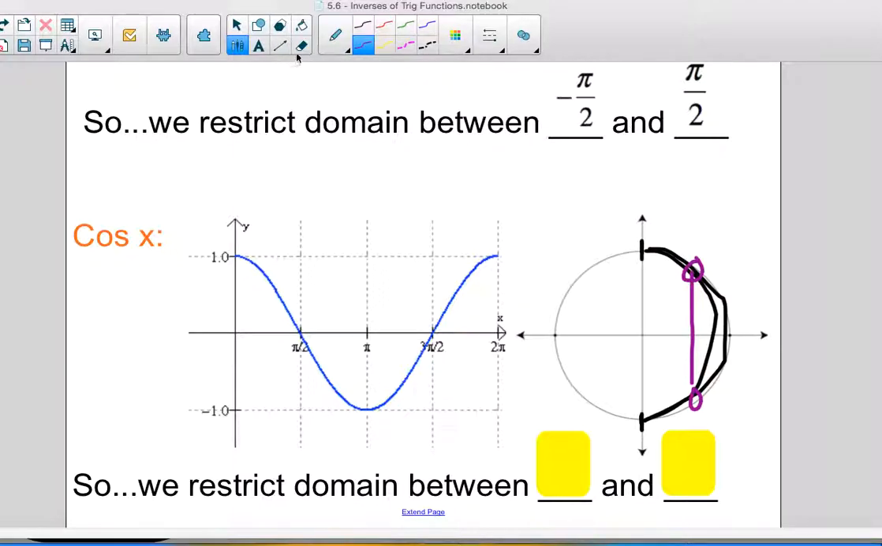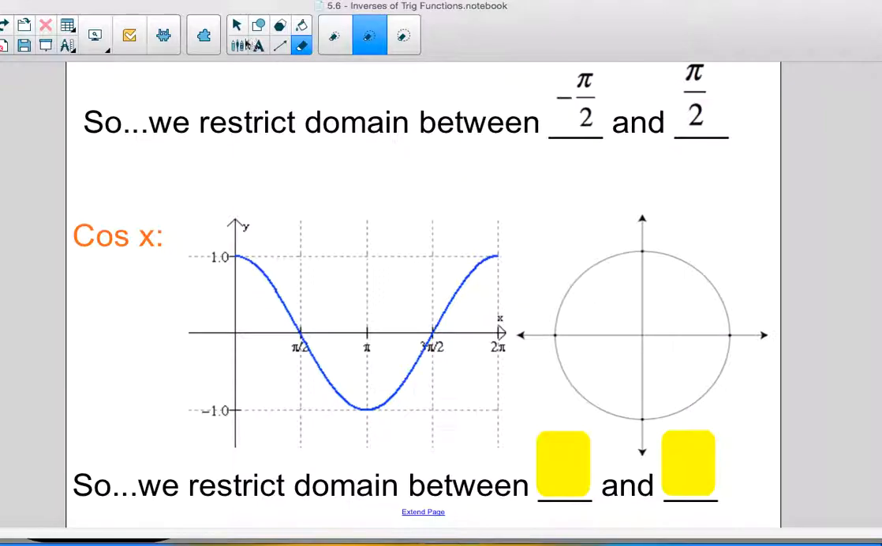So we actually don't want to break the unit circle up by those angles. Here we're going to look at a graph of just cosine of x, not the inverse. We're going to look at where we have non-repeating values.